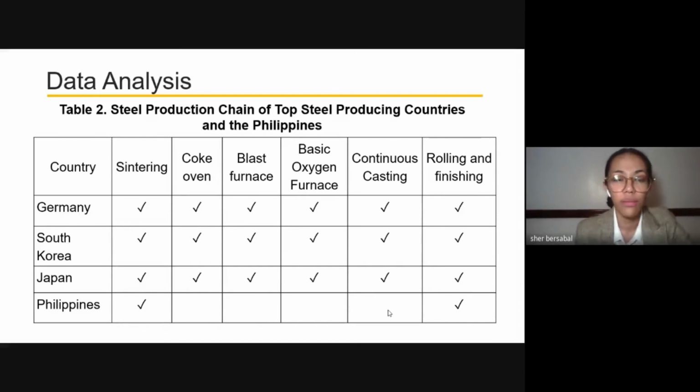If you look at this table presented on the screen, the table presents the steel production chain of the Philippines and selected top steel producing countries, namely Germany, South Korea, and Japan. The data collected demonstrating the steel production chain of the countries are summarized through a tabular form, then further discussed.